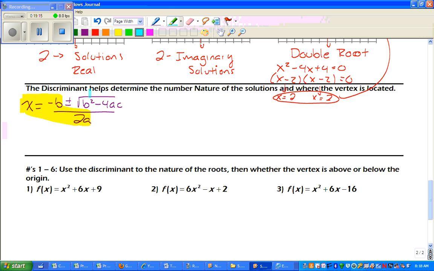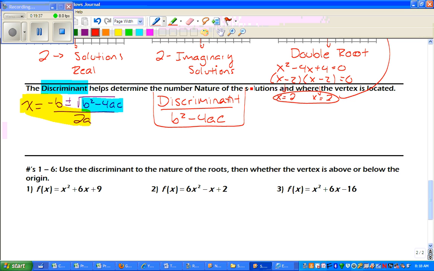Now, the discriminant is actually going to be the part that's underneath the square root. This b squared minus 4ac. Okay? So, the discriminant is b squared minus 4ac. That's the important part. Now, this will tell you how many solutions you have. It won't tell you where the solutions are. It only tells you the nature of your solutions. Like, are they imaginary? Are they real? Is it a double root?